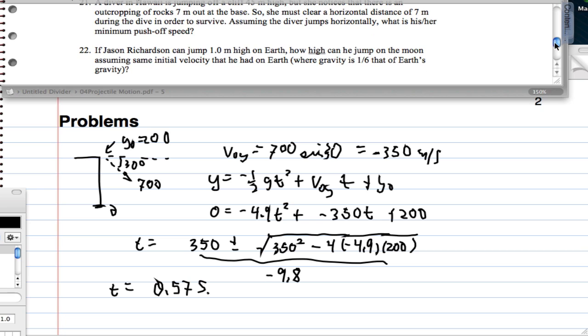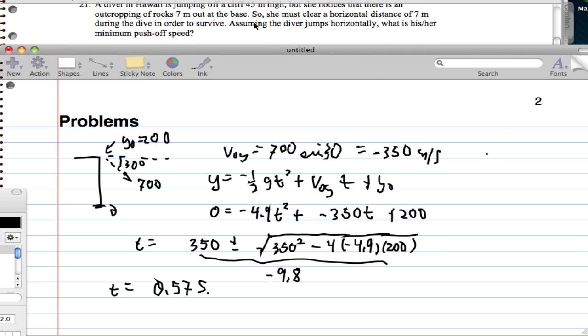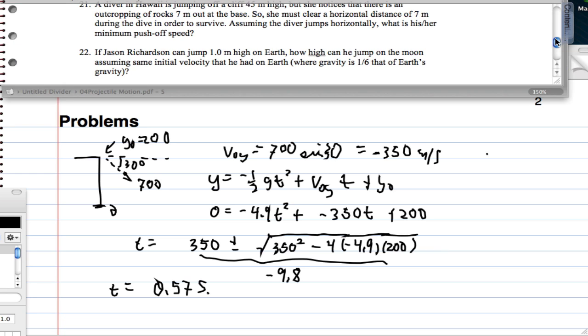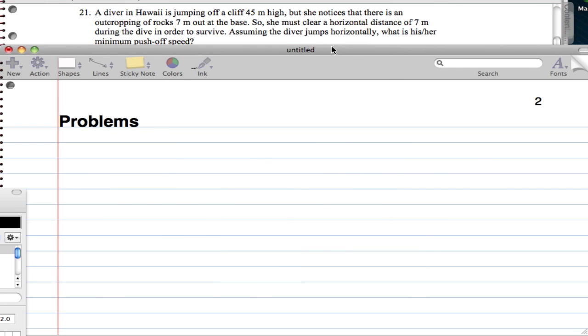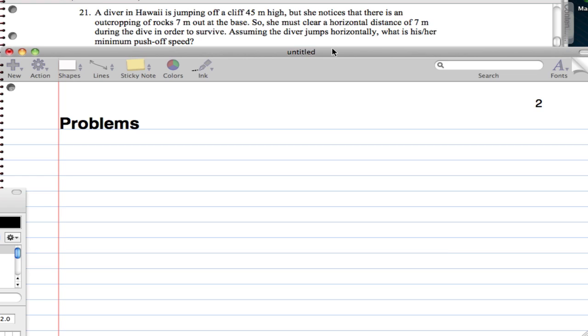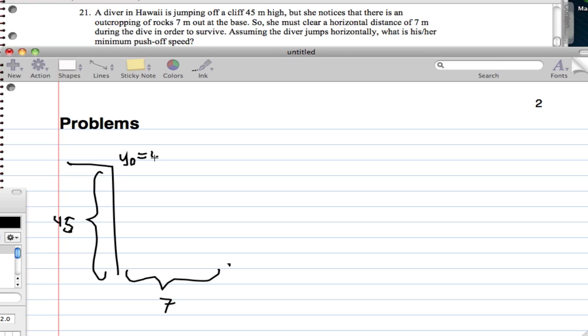jumping off a cliff in Hawaii. There's an outcrop in the rocks, so she has to clear these rocks that are 7 meters out from the base, and she's on a cliff 45 meters high. So let's take a look at this. So this is 45 and this is 7. And let's be clear: y naught is 45, y is 0, x naught is 0, x is 7.